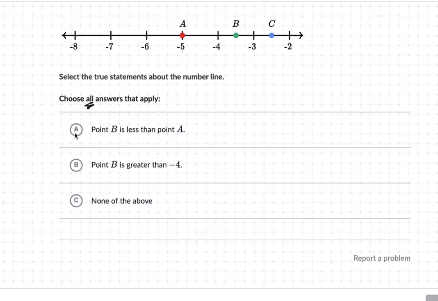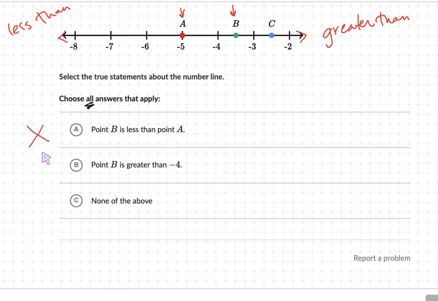All right, so we're going to start with the first statement. The first statement says that point B is less than point A. So here's point B, and here's point A. Is point B less than point A? Well, we know from before that these numbers on the right are greater than, and these numbers on the left are less than. So is point B less than point A? No, point B is on the right, so it's greater than. So this is not correct. Point B would have to be to the left of A to be less than.